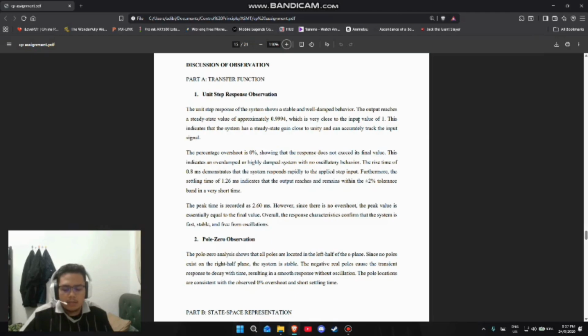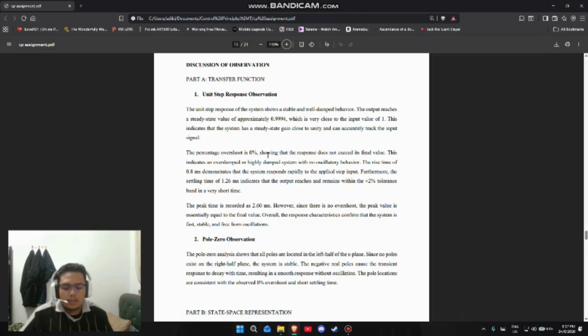Second, there is absolutely zero bouncing. We recorded exactly 0% overshoot because the system is heavily damped. The signal doesn't overshoot or ring. It just climbs smoothly straight to the target.